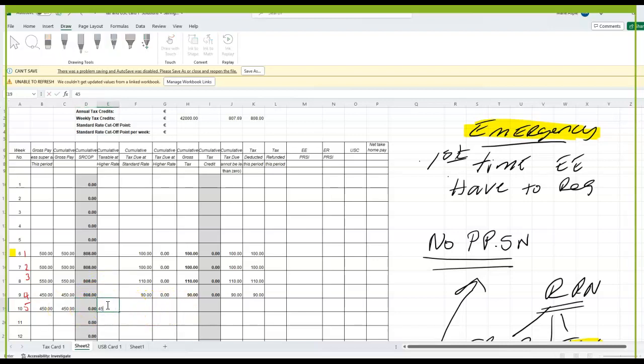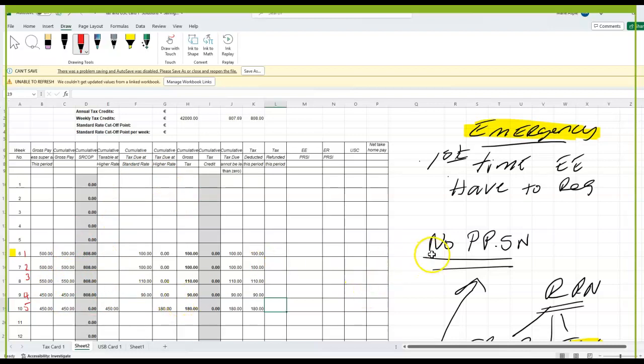So 450 is the total amount of income due for the high rate. So again, you are increasing the amount of tax that you owe. 180 total tax. We have no tax credits, so therefore 180 deducted and 180 deducted. So you're using specific rules, really specific rules.